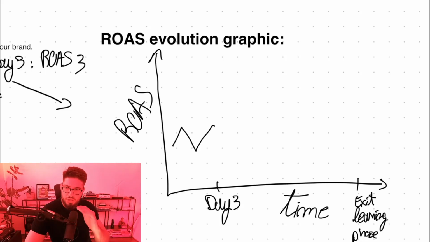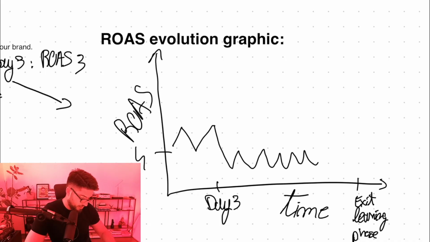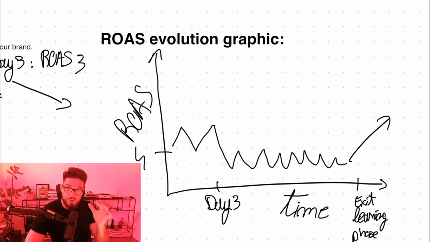This is day 3. The ROAS is phenomenal. Let's say this is 4, just to do the example. And then you will see that from day 3 until you exit the learning phase, the ROAS will be like this, approximately, okay? And once you exit the learning phase, it's going to go up again. This is my theory, okay?